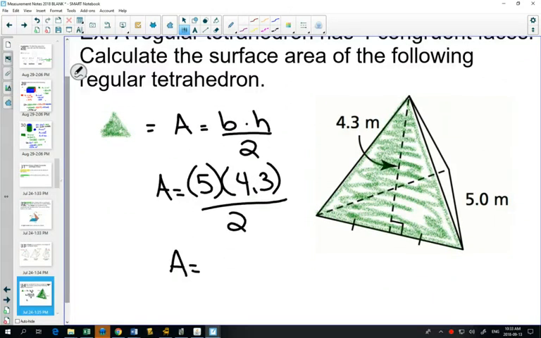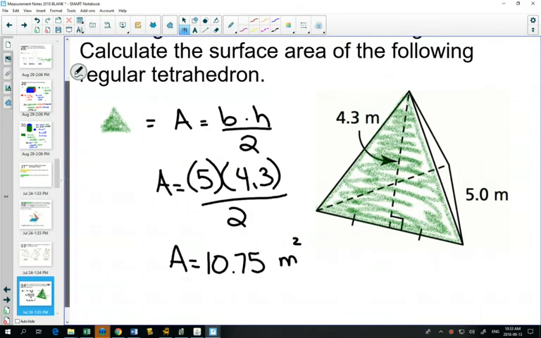Someone have their calculator handy? Is it 10.25? No? 10.5? 10.75? 10.75. And now this will be one side, 10.75 meters squared. And that's one side.